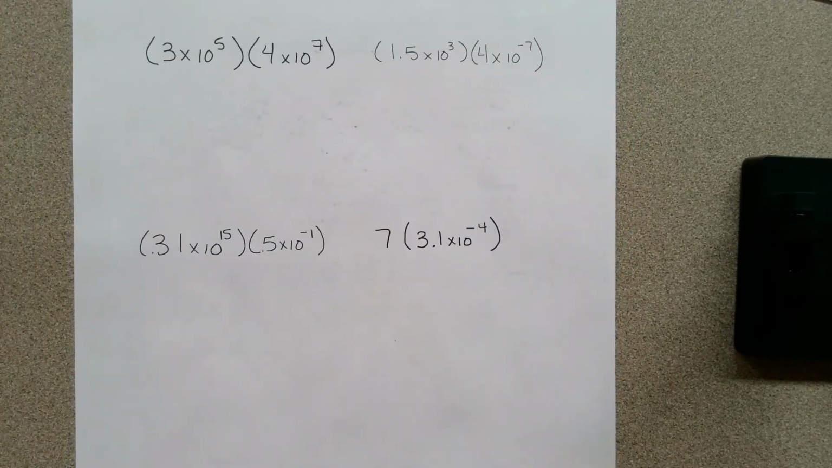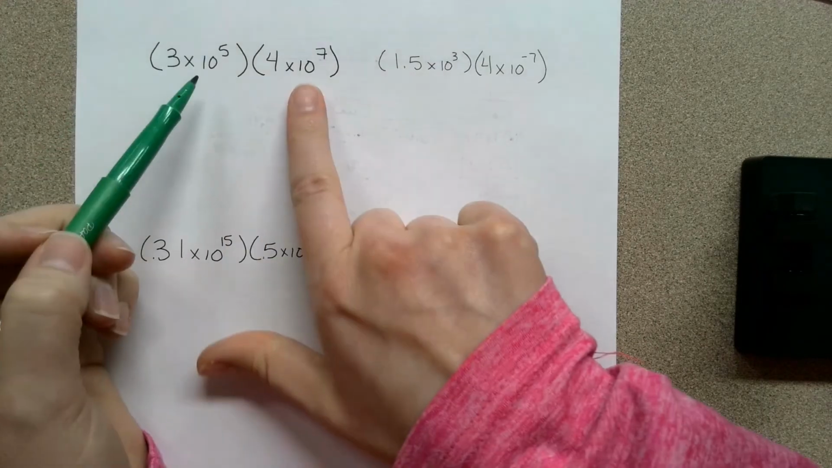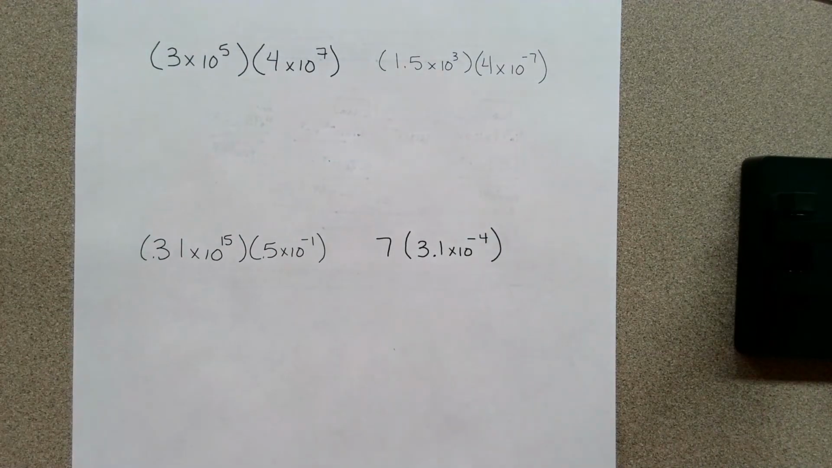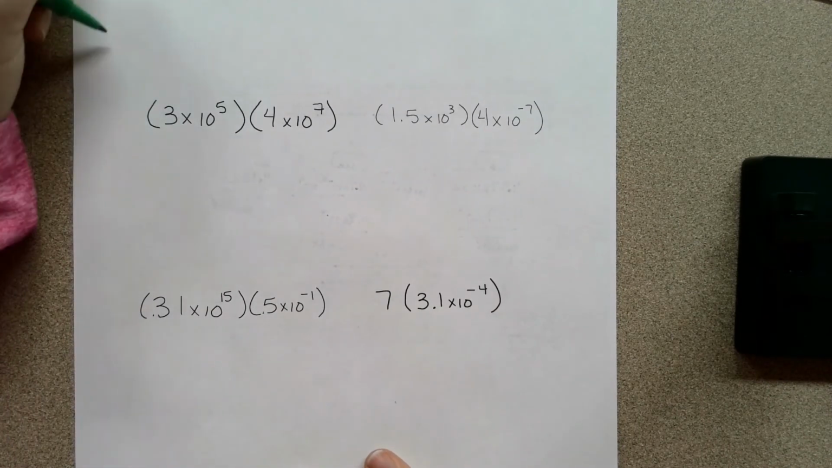The final examples that we work on are when we need to multiply 2 different scientific notations or different values and then have the final answer in scientific notation.